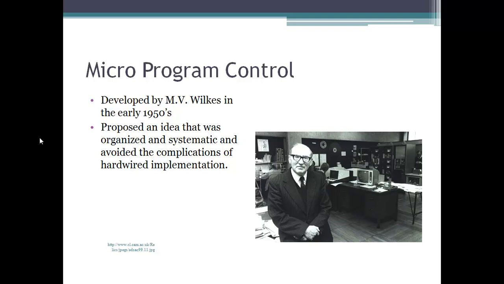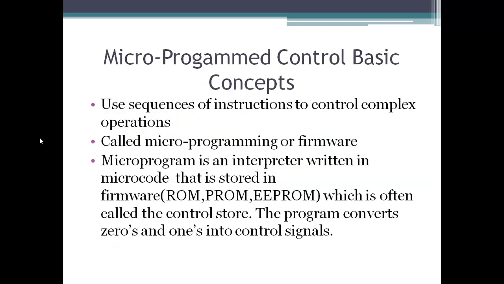Next is the microprogram control unit. It was developed by M.V. Wilkes in the early 1950s. He proposed an idea that was organized and systematic and avoided the complication of hardwired implementation. In Wilkes microprogram control, the basic concept is that it uses a sequence of instructions to control the complex operations, called microprogramming or firmware.